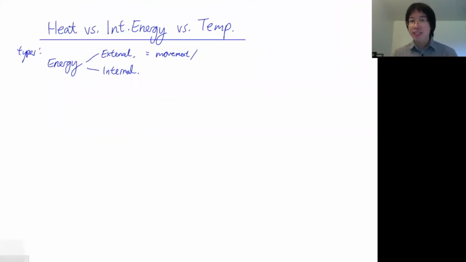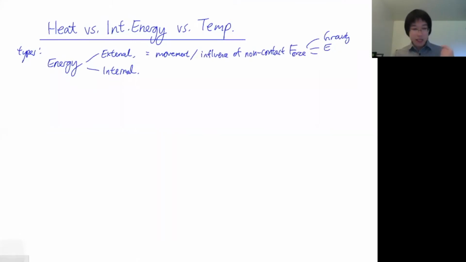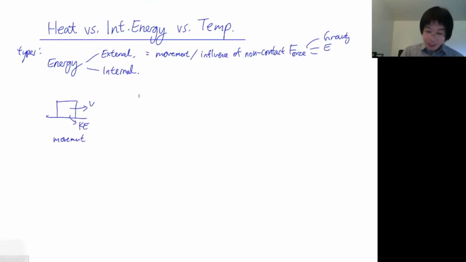For example, gravity. If you have gravitational potential energy, that's considered external. For example, electromagnetism, the electric force. So here's a diagram. If you have an object that is moving at some velocity, you have kinetic energy. If you have an object at some height away from the ground, you just put it on a table, it doesn't have to be falling.